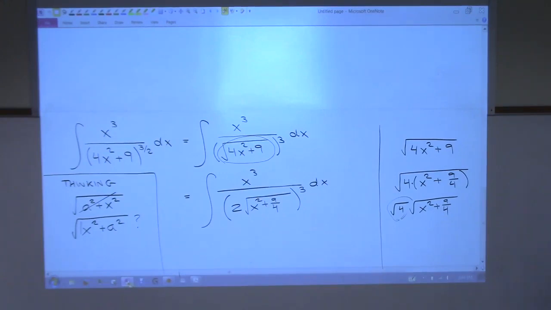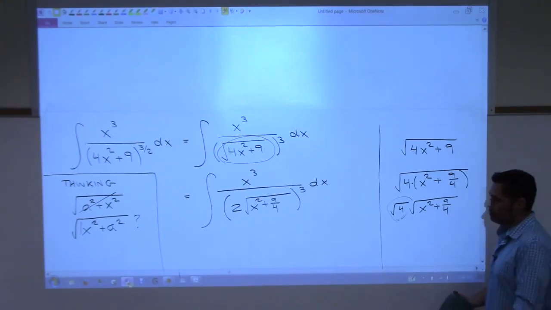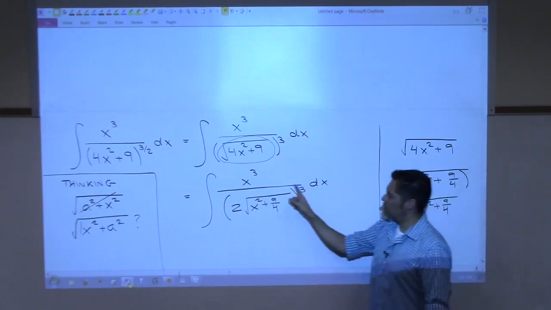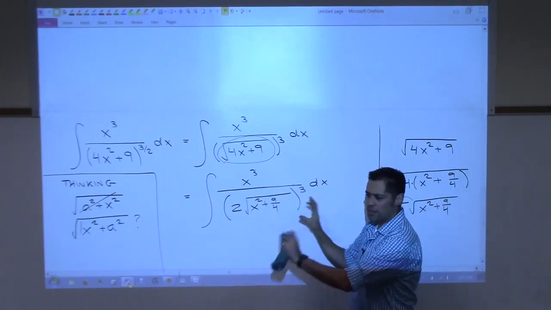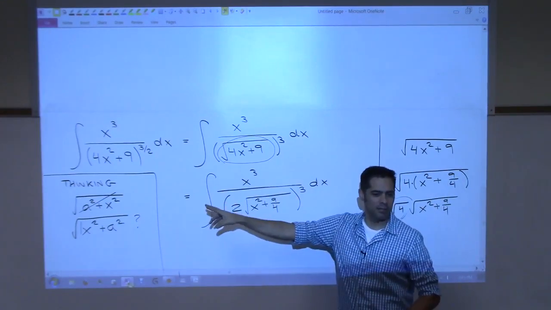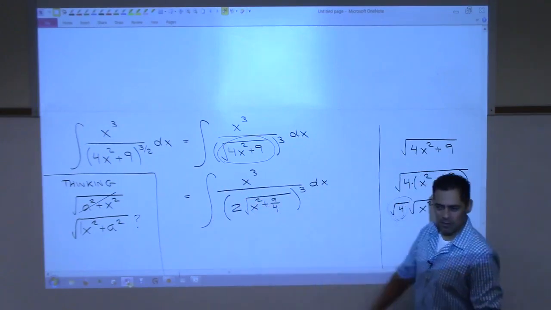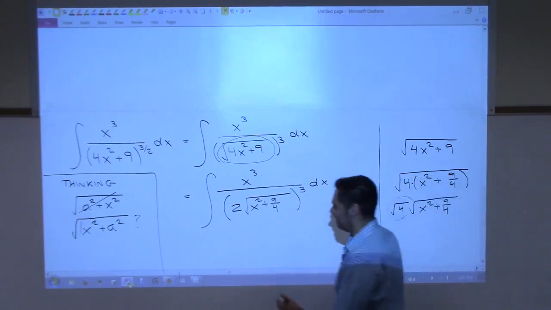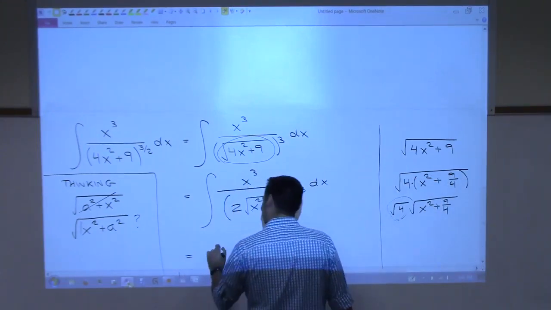I want to do a little more work before I do my trig sub. Anyone have an idea what I'm about to do? I'm going to cube the 2. I'm going to cube the 2 and then cube the root and just take the 2 cubed out. Did I miss something? No, you just said, I'm going to cube the 2.